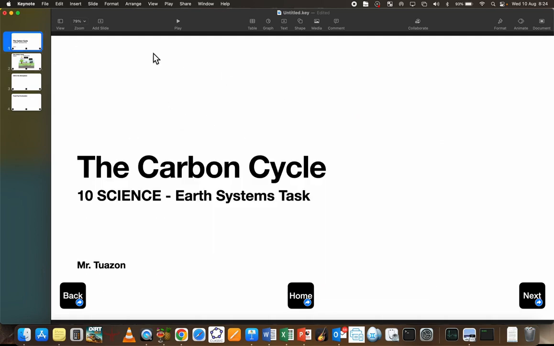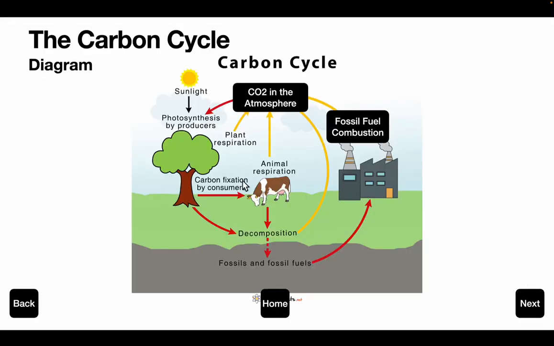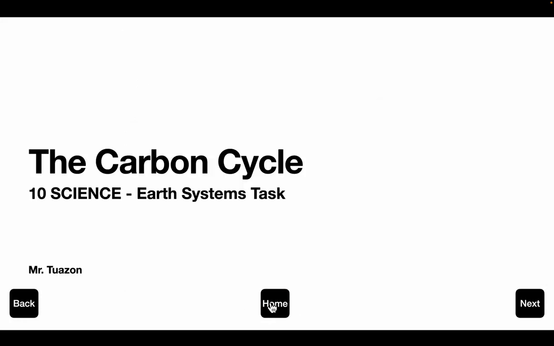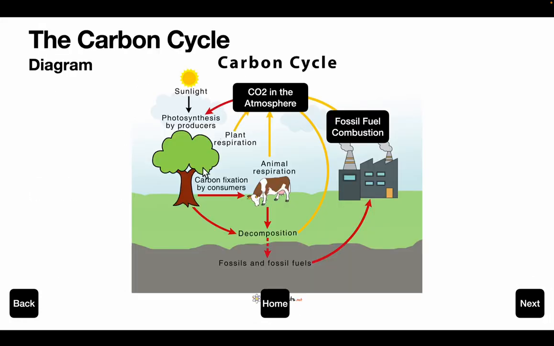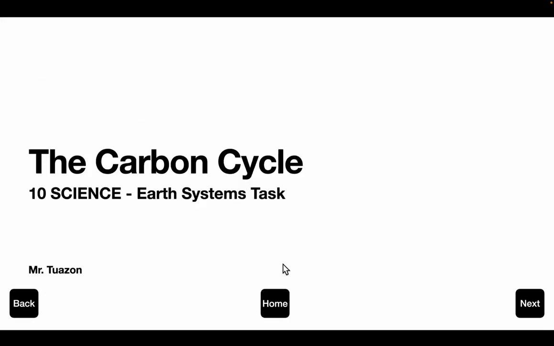So let's see if this is working. Play, home goes home, back, I've got nowhere to go, but next goes to the next. Home goes back home, go to the carbon cycle. CO2 in the atmosphere, let's click that. CO2 in the atmosphere, I can go back or home.